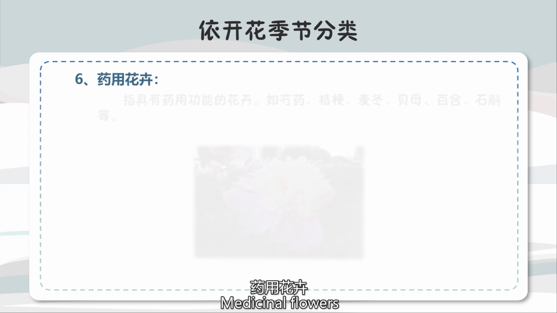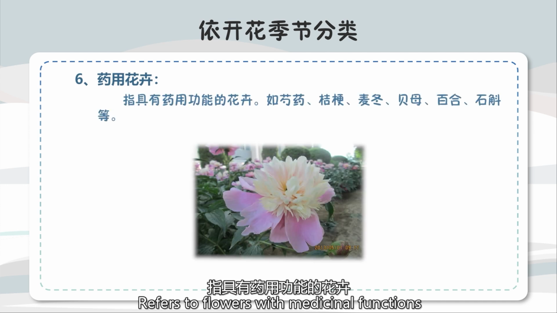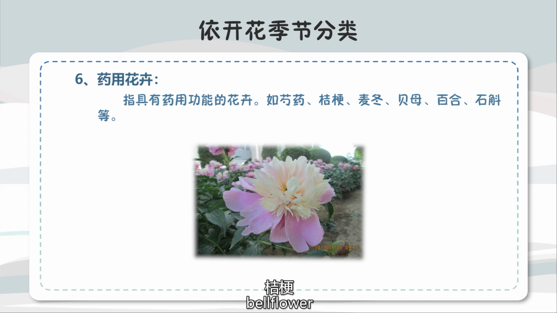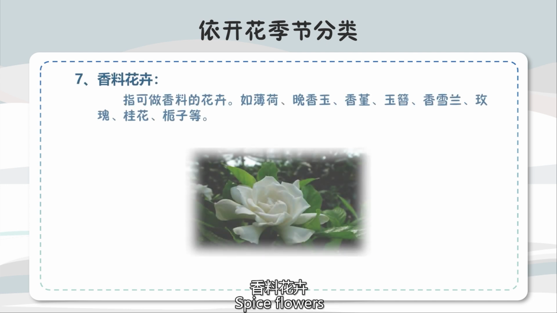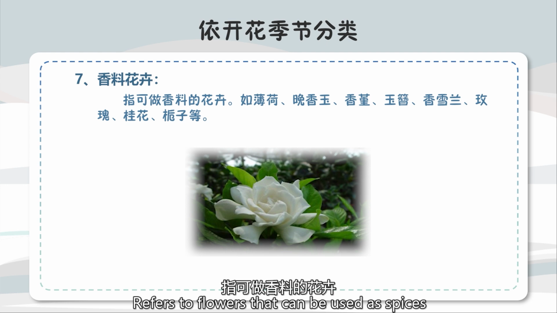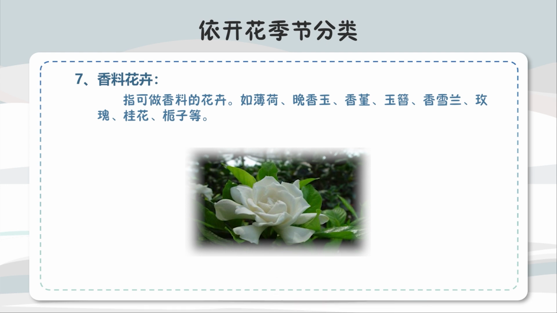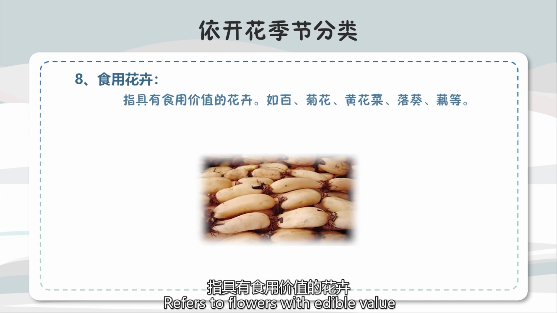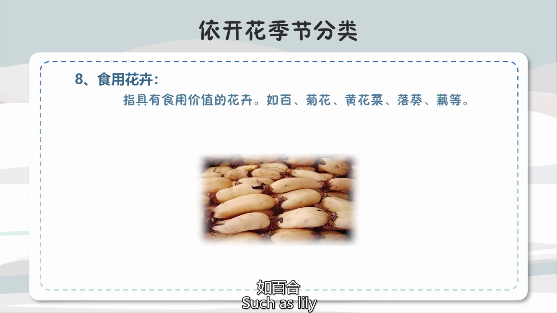Sixth, medicinal flowers refers to flowers with medicinal functions, such as peony, bellflower, Ophiopogon japonicus, Fritillaria, lily, dendrobium, etc. Seventh, spice flowers refers to flowers that can be used as spices, such as mint, evening jasmine, fragrant violet, jade hairpin, fragrant snow orchid, rose, osmanthus, gardenia, etc. Eighth, edible flowers refer to flowers with edible value, such as lily, chrysanthemums, yellow flowers, okra, lotus rose, etc.